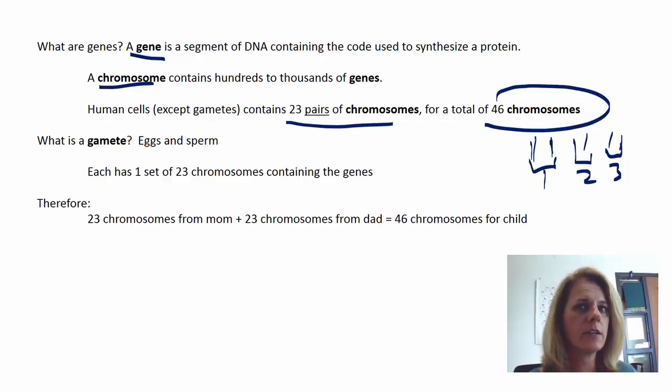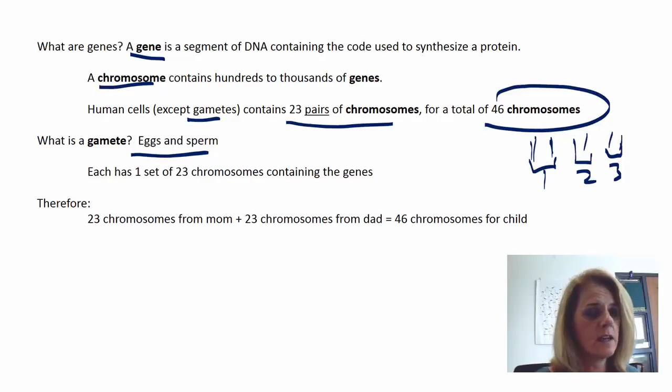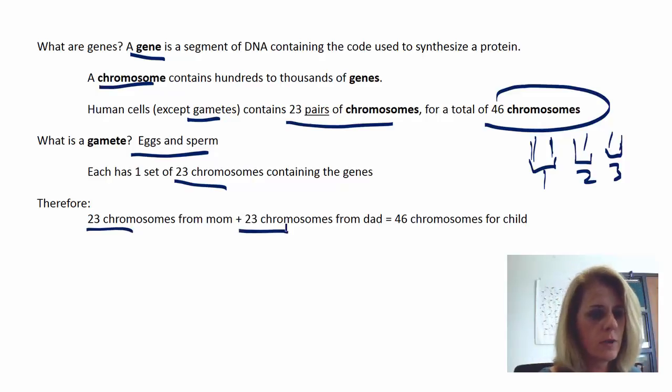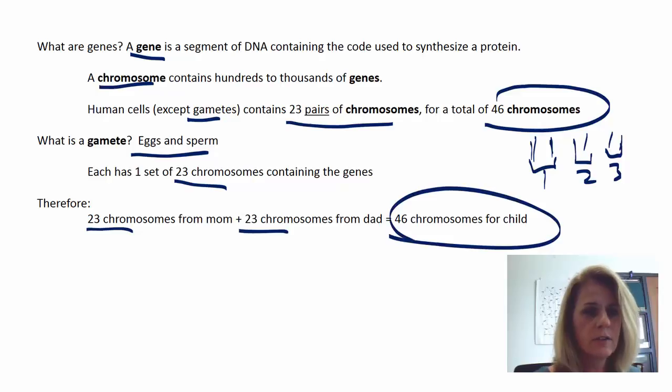When I say all cells have 46 chromosomes, that does not include what are called the gametes. The gametes are your reproductive cells, your egg and your sperm, and they only have one set of 23 chromosomes that contain these genes. So when the sperm and egg join together during reproduction, you have 23 chromosomes from mom and 23 from dad, and that gives the child a total of 46 chromosomes. We're going to talk about this a little more in reproduction.